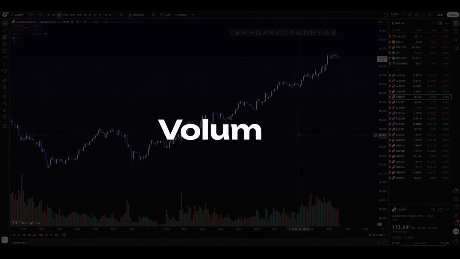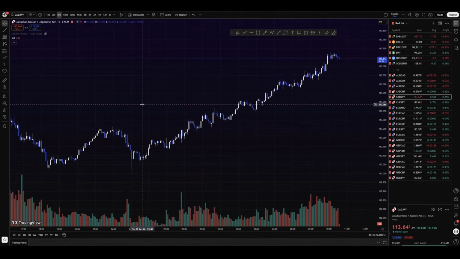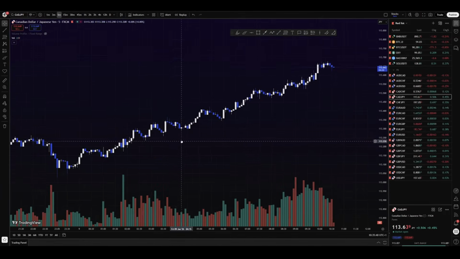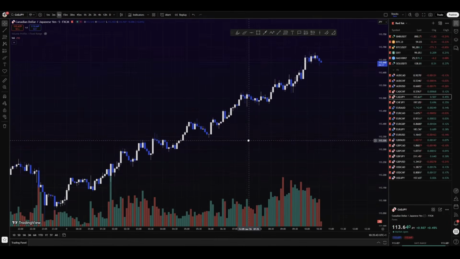To use the next indicator, we need to go to the TradingView platform, which is a well-known charting tool. If you don't know what it is or how to use it, just leave a comment and I'll make a separate guide about this platform.